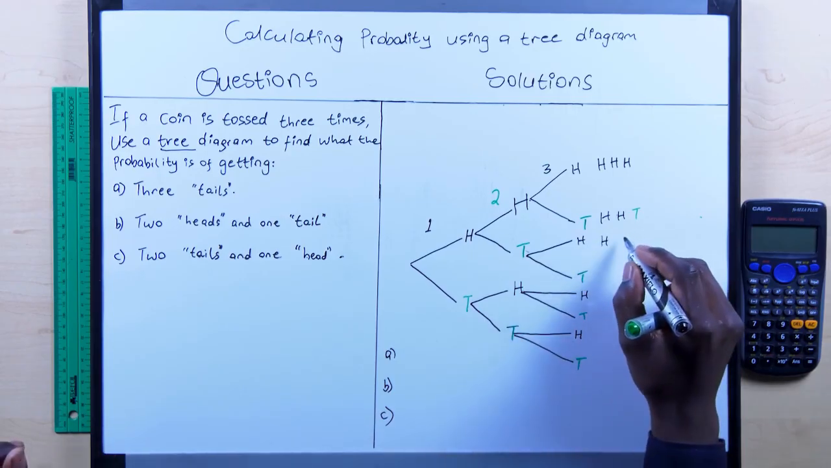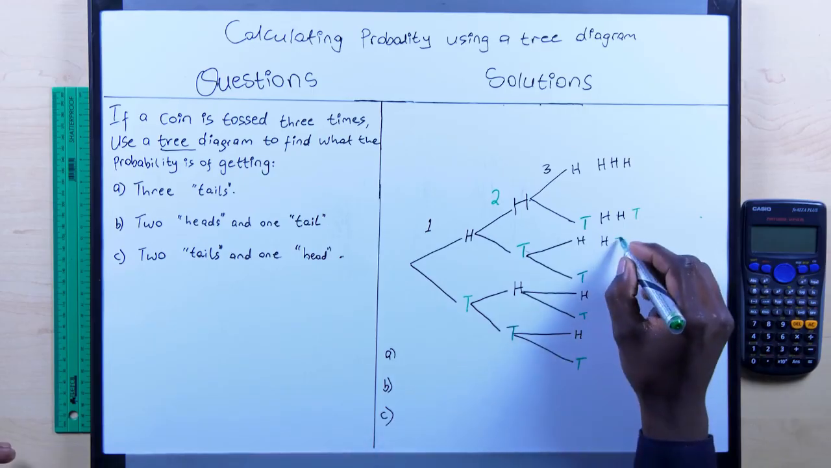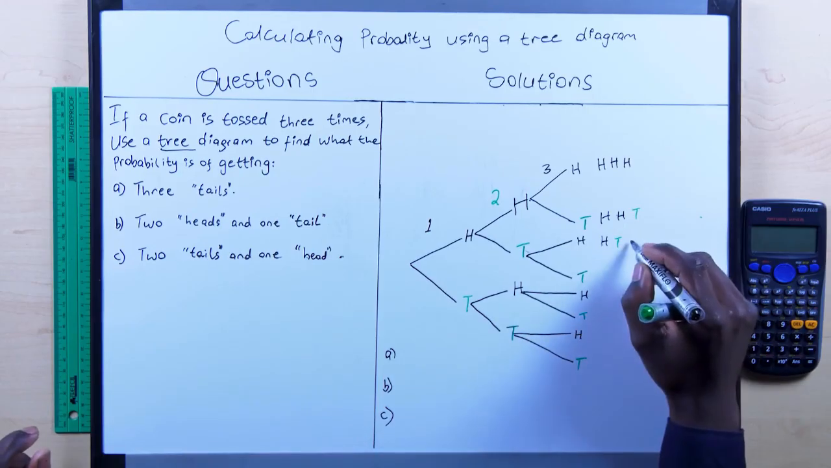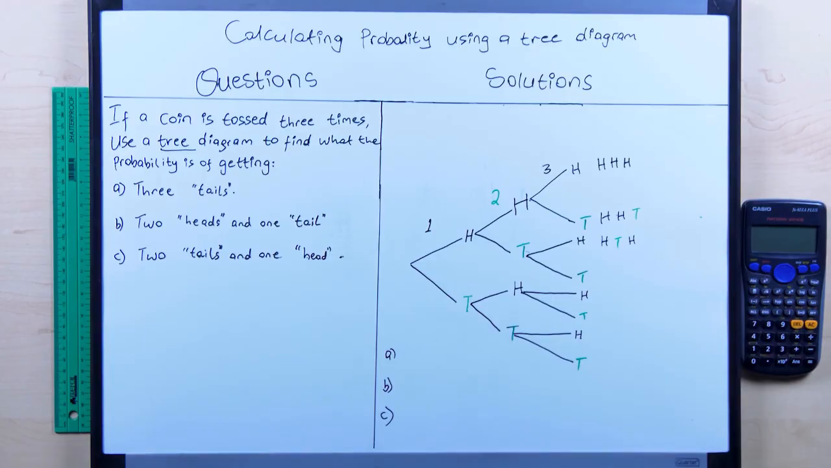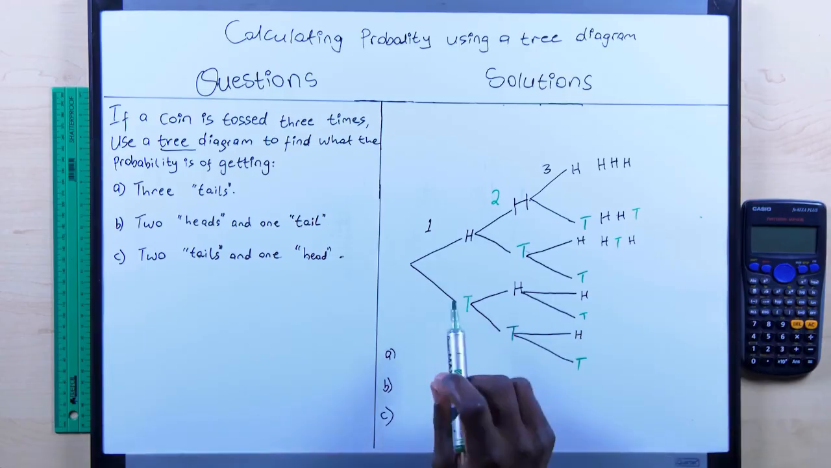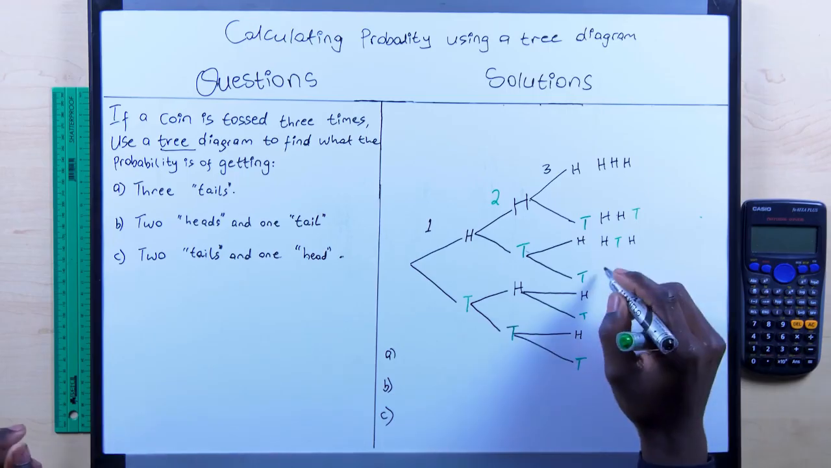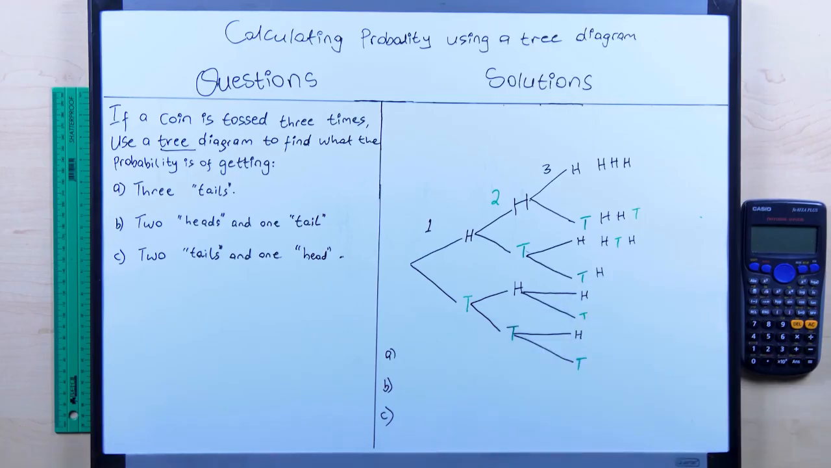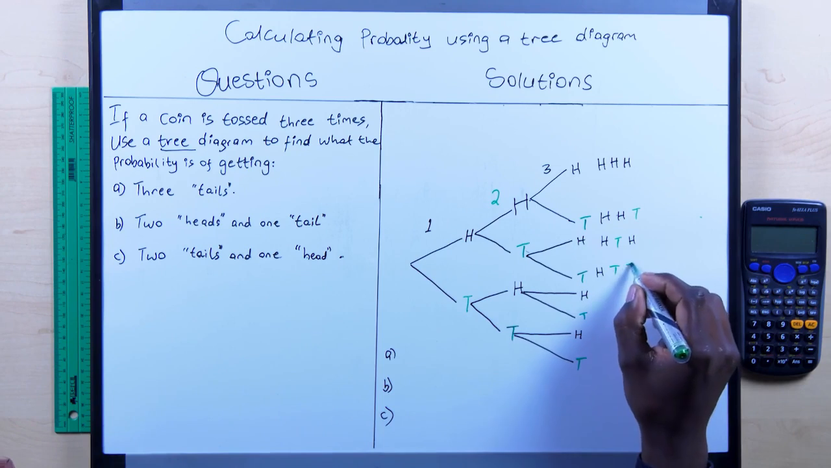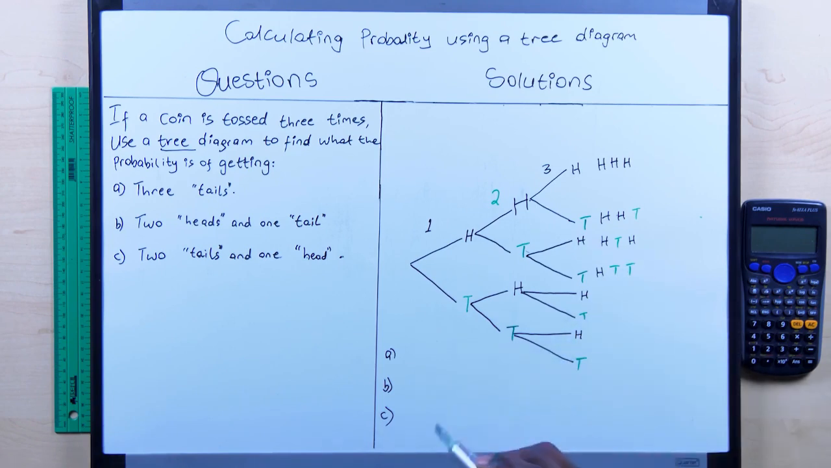Then you follow this branch, 1, 2, 3, which gives you head in the first toss, tail in the second toss, head. Then continues. 1, 2, 3, which gives you the same applies here.